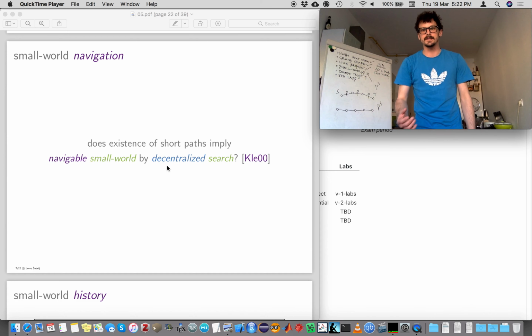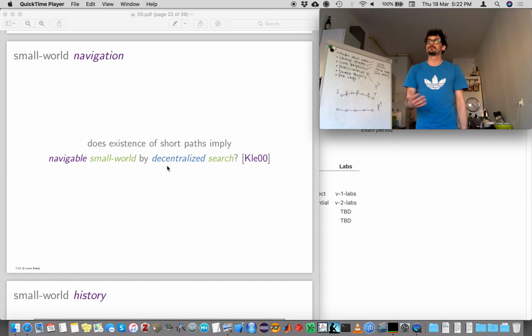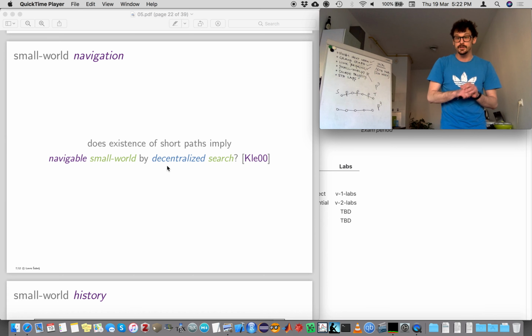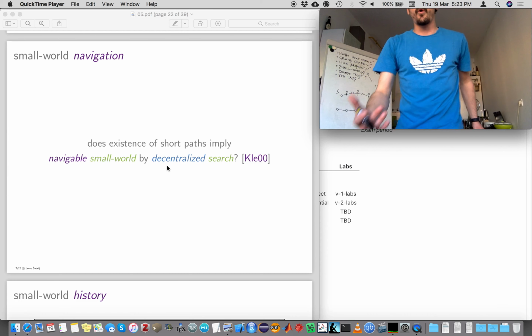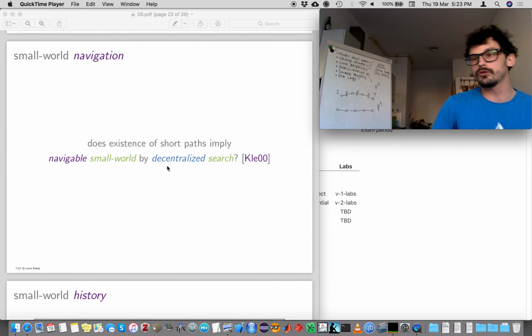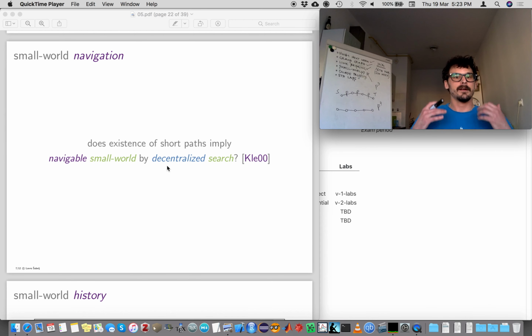So the question remains, is the mere existence of short paths enough for us to do this decentralized search efficiently, to navigate through the network efficiently, or is there something else to it? And this is what people call navigable small worlds. So not only that short paths exist, but that they also allow quick navigation through the network. And it turns out that, for instance, the model that we discussed before, the Watts-Strogatz model, is not navigable. Short paths exist, but you cannot find them efficiently with decentralized search.